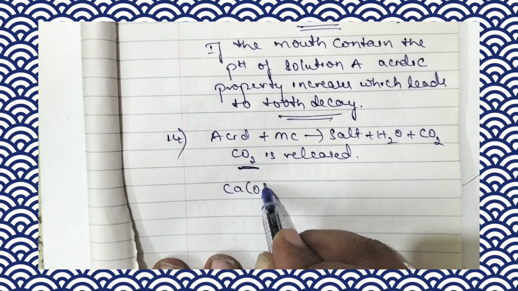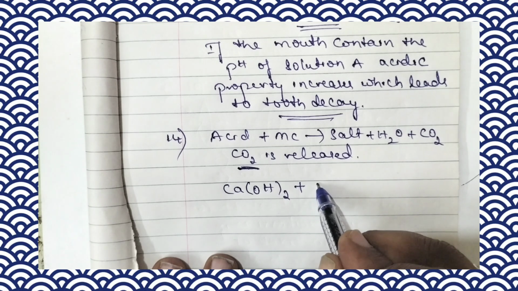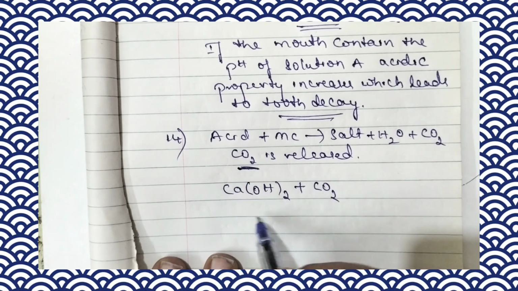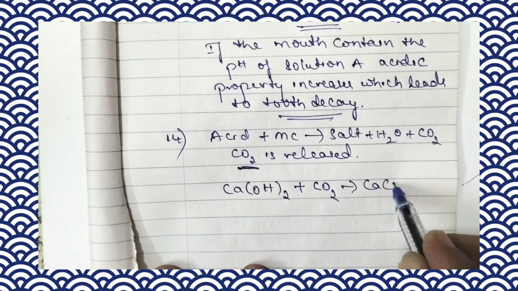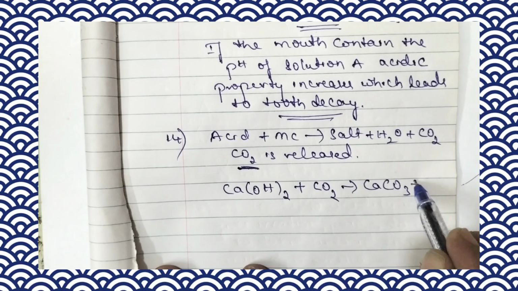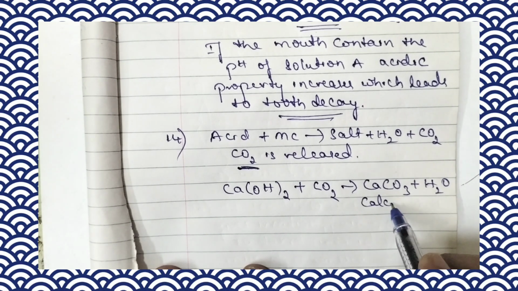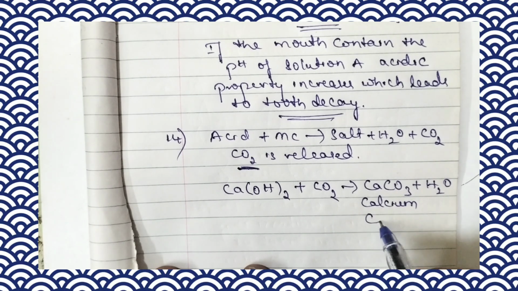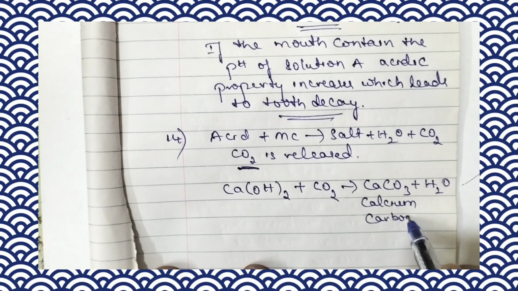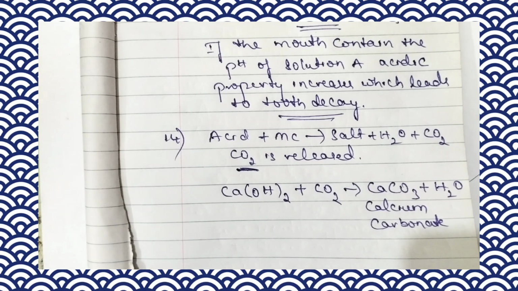Lime water is Ca(OH)2. When carbon dioxide is passed through this lime water, it forms CaCO3 plus H2O. It forms an insoluble salt called calcium carbonate. So calcium carbonate is an insoluble salt.